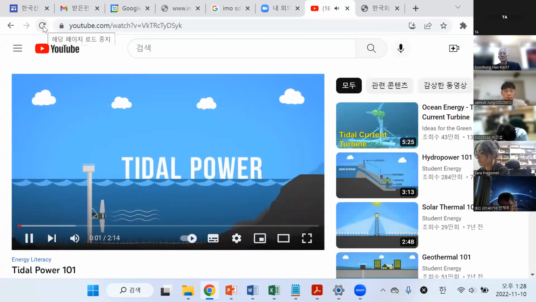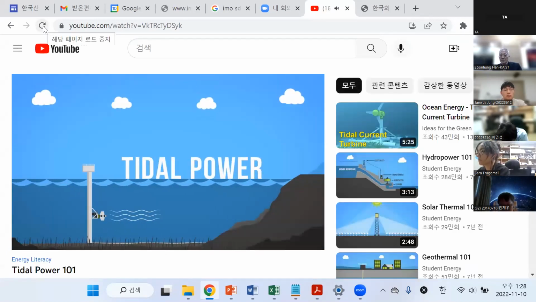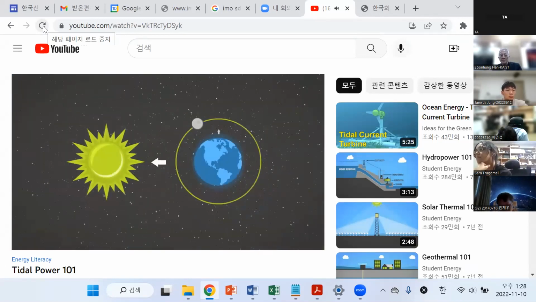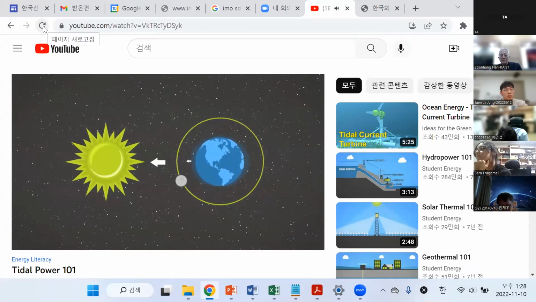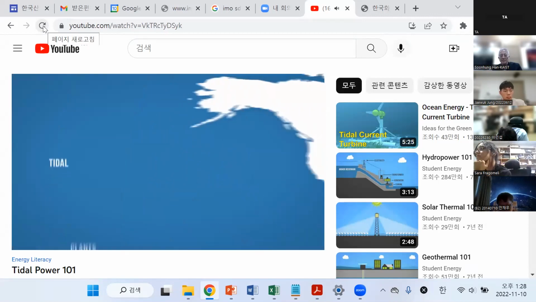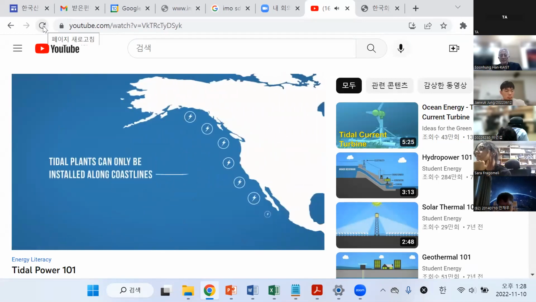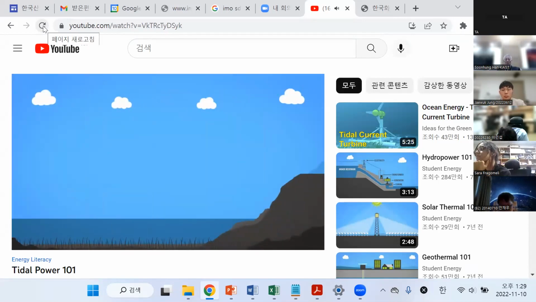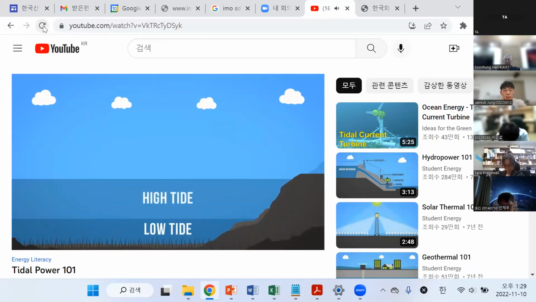Tidal power. Tidal power is a form of hydropower that converts the energy from the natural rise and fall of the tides into electricity. Tides are caused by the combined effects of gravitational forces exerted by the moon, the sun, and the rotation of the earth. Tidal plants can only be installed along coastlines. Coastlines often experience 2 high tides and 2 low tides on a daily basis. The difference in water levels must be at least 5 meters high to produce electricity.